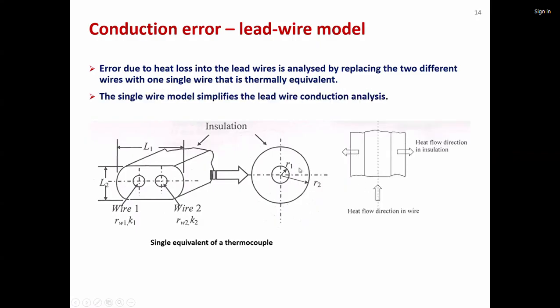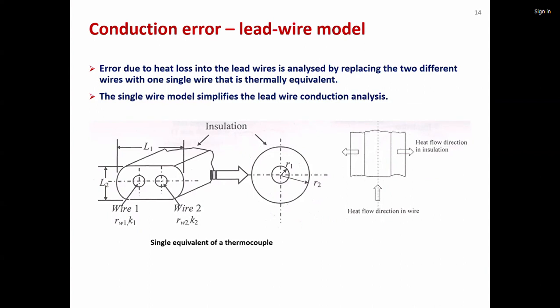Since the plastic has very low thermal conductivity compared to the wire material, which is typically metal, this is the other cross section where this is R1 and this is R2. So the heat is conducted along the wire, and then eventually it goes to the ambient through the insulation layer, right? So heat flow is along the wire and then through the insulation layer in the radial direction.